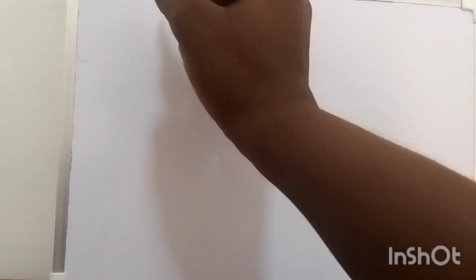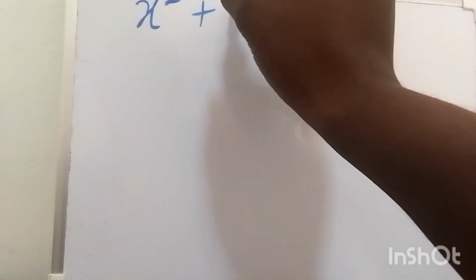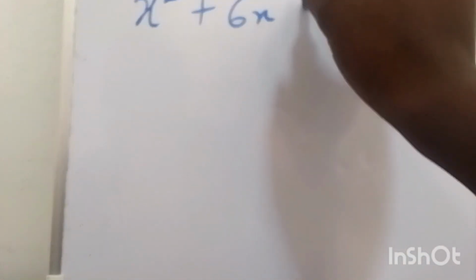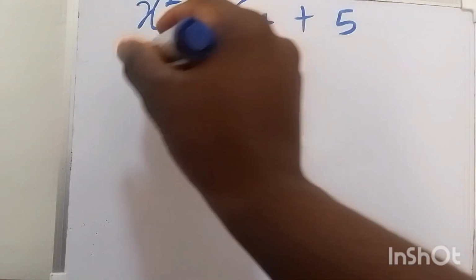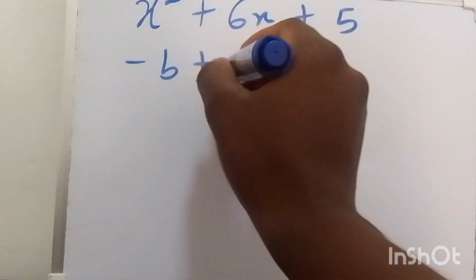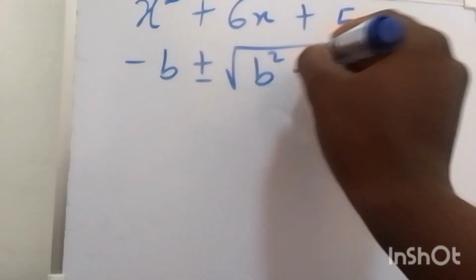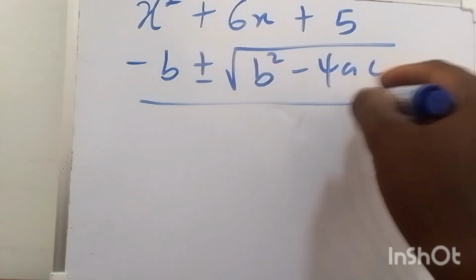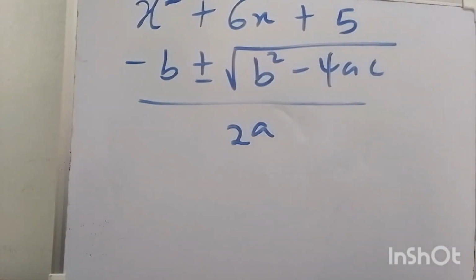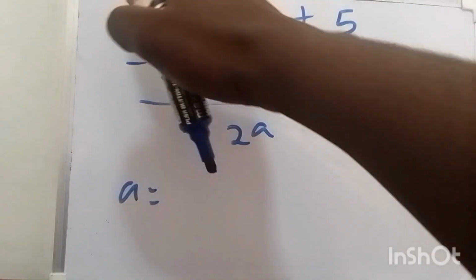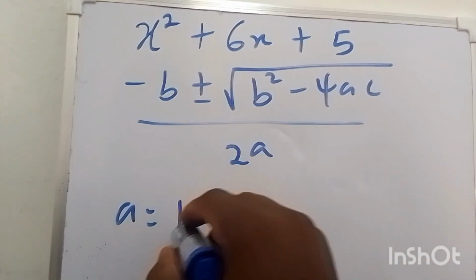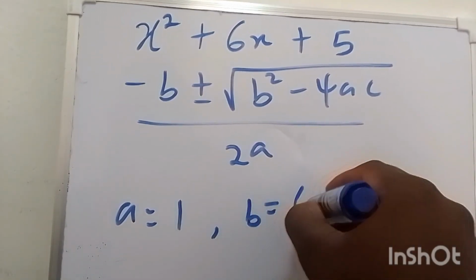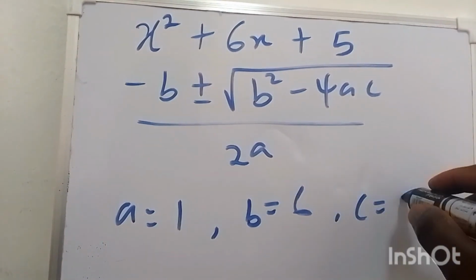So let's have this example also. Let's have x squared plus 6x plus 5. Using the quadratic formula, which says negative b plus or minus the square root of b squared minus 4ac, all divided by 2a. First thing, like I said, identify your a from the coefficient of x squared, which gives you 1. Identify your b, which is 6. Identify your c, which equals 5.